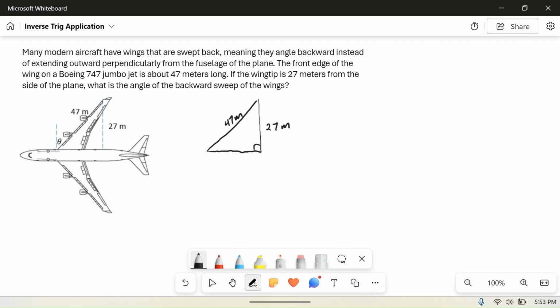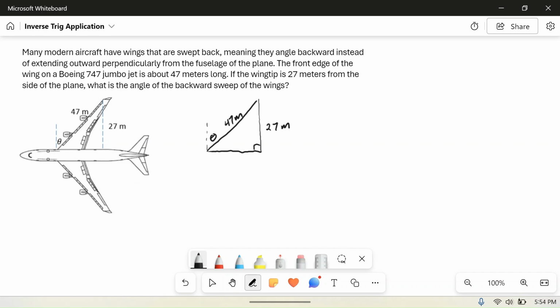And the wing would correspond to the hypotenuse of our right triangle, and that is 47 meters. We want to find not the angle inside the triangle, but this angle theta out front of the wing, outside of the triangle. So we have this right triangle. One of the legs is 27 meters, the hypotenuse is 47 meters, and we're trying to find the acute angle outside of one of the triangle angles inside the triangle.